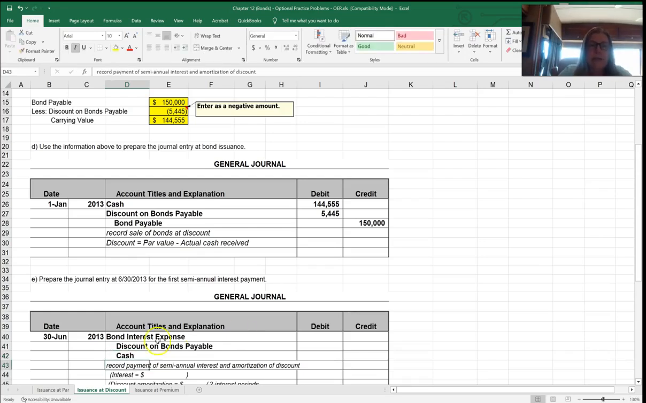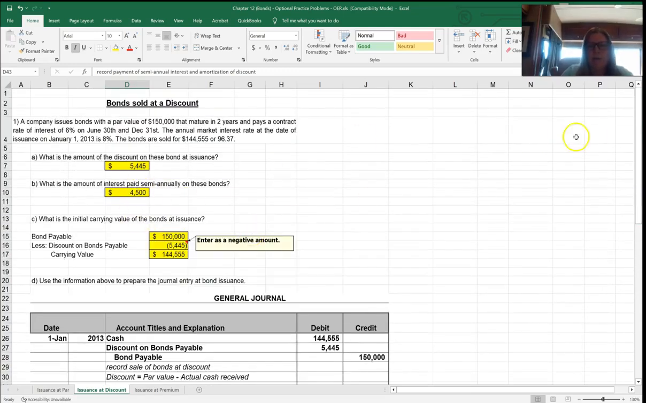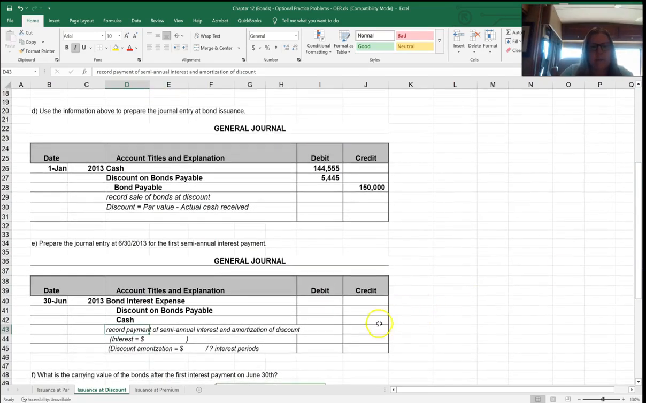Now we are legally obligated to pay them the amount of interest that we said on the bond, the $4,500. So the cash is going to be reduced by $4,500. So we have to credit that. So I'm going to go ahead and fill that in.